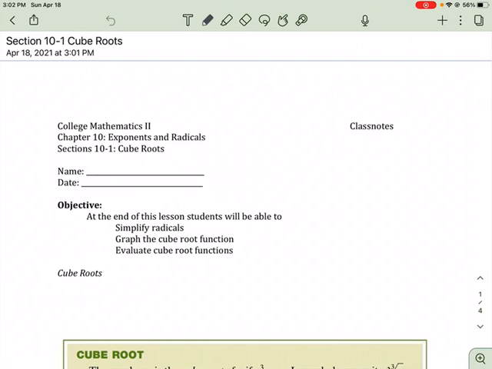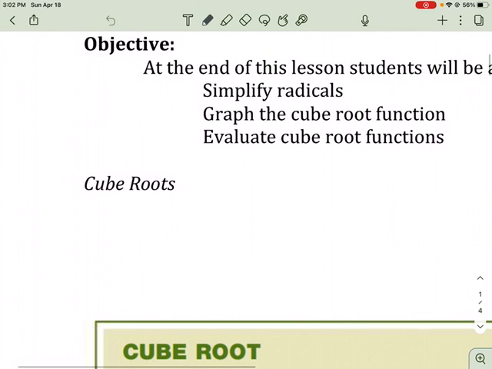Hi everyone. So today we're going to work on the other types of roots that we are going to explore, which are cube roots and odd and even roots. So we want to be able to simplify some radicals when we're done, graph the cube root function, and evaluate cube root functions. So what we need to remember about cube roots is it's a number times itself 3 times.